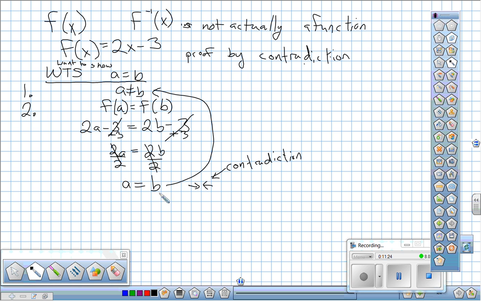And therefore, so I'm showing you a lot of little symbols. So instead of writing "therefore," what you're going to write is 3 little dots that make a little triangle. Therefore, A equals B, and the function is 1 to 1.